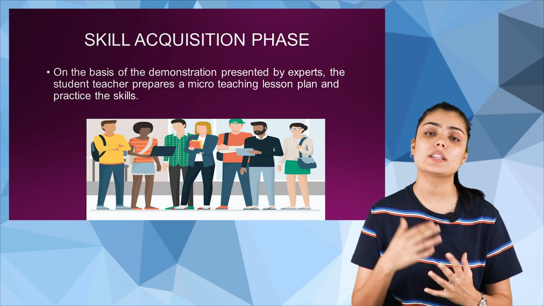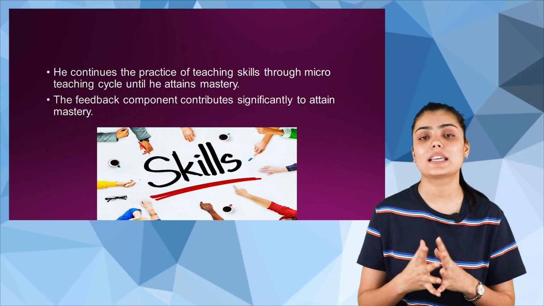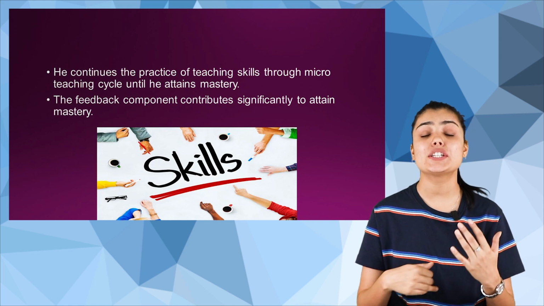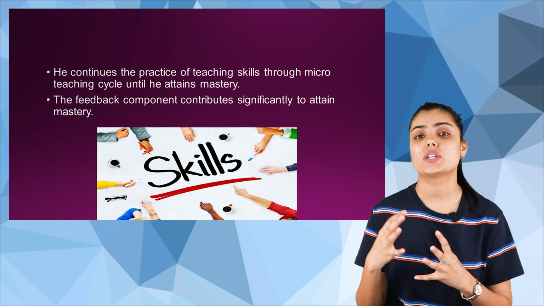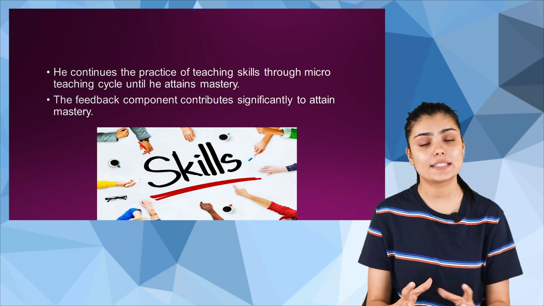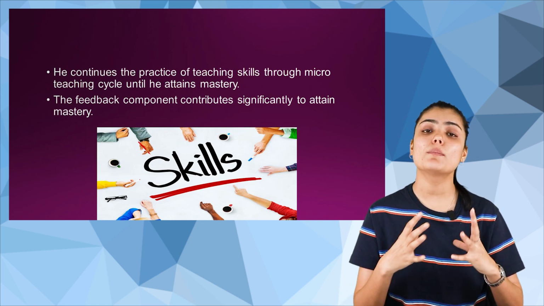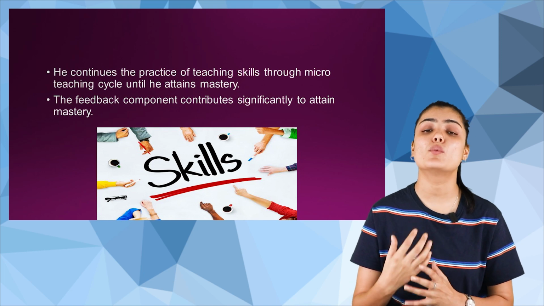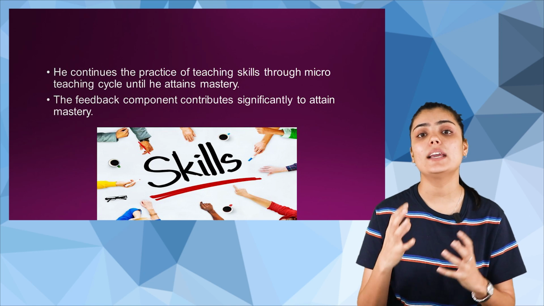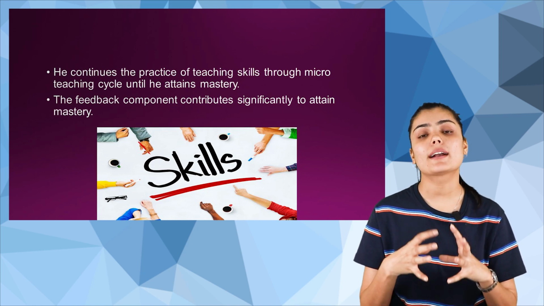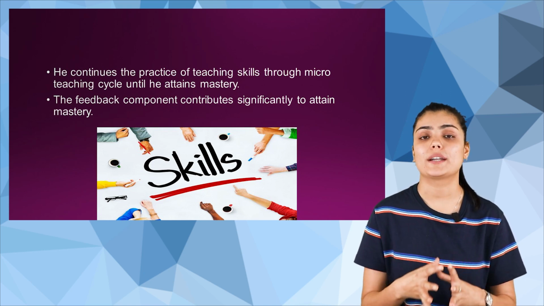So in skill acquisition, they make a lesson plan according to the topic of micro-teaching and practice the skills accordingly. As I said, the trainee continues to practice the skill and the knowledge acquired through the micro-teaching cycle, which is teaching the class, taking the feedback, reteaching, taking the feedback and continuing the process. Through this cycle, he learns more about the particular skill and practices it until he or she gains mastery. The feedback component contributes immensely to attaining mastery over the particular skill.